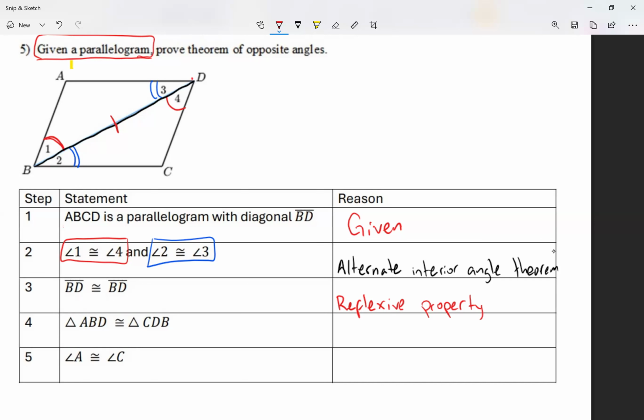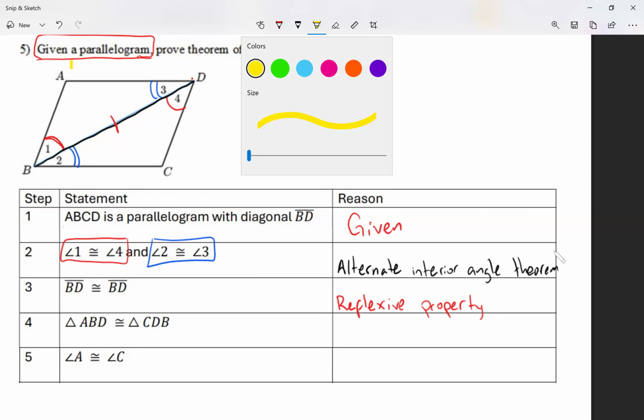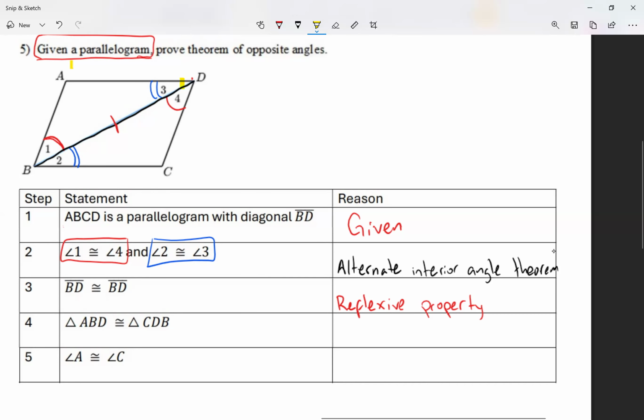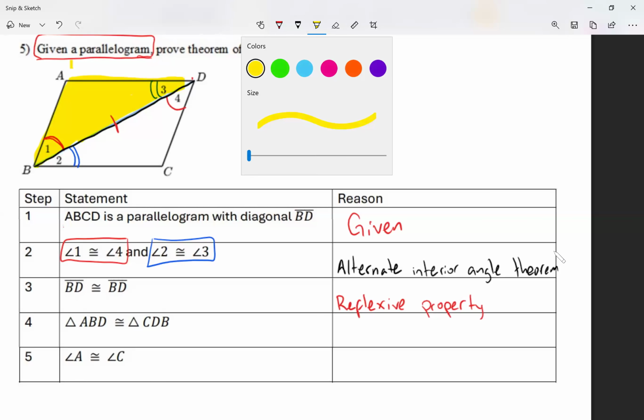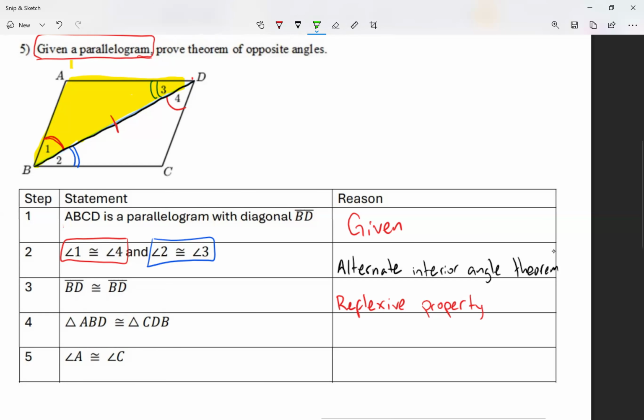Now here, why is triangle ABD congruent to triangle CDB? Let's paint these two triangles. I'm going to make one of them yellow, triangle ABD. And there's another triangle, CDB.